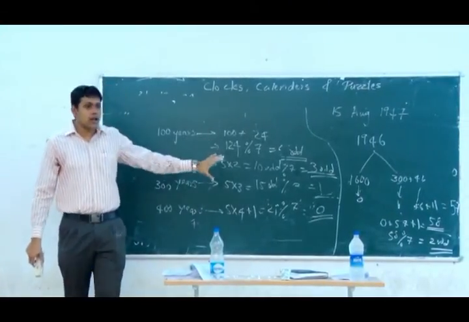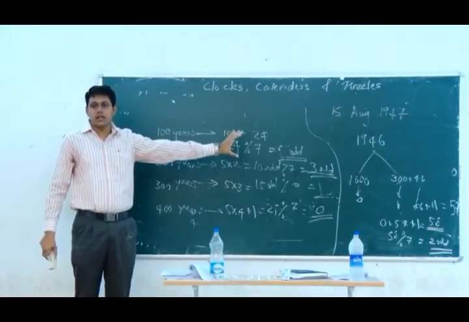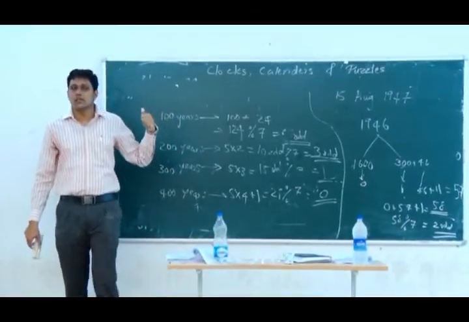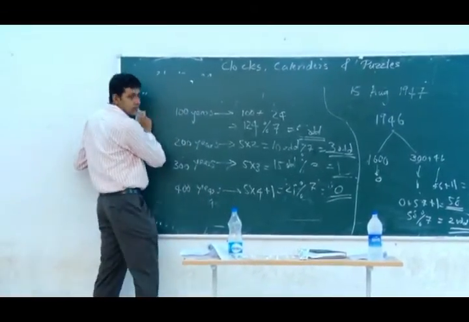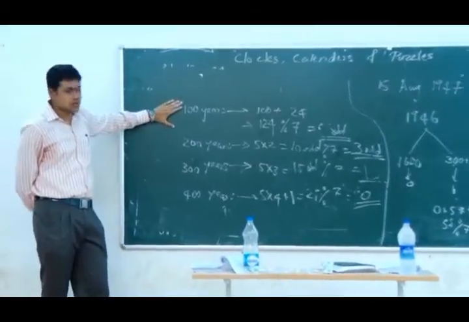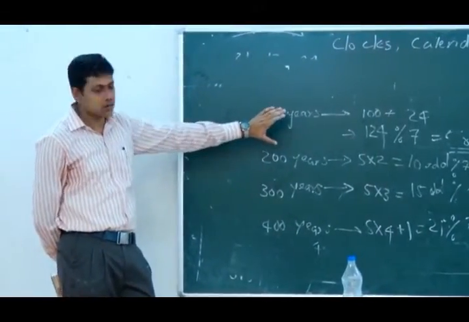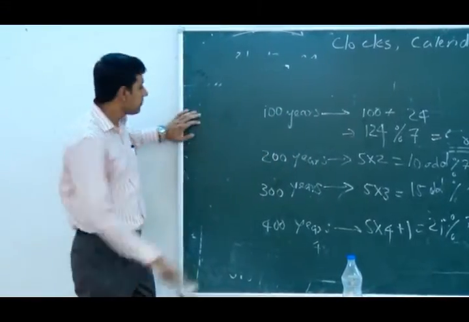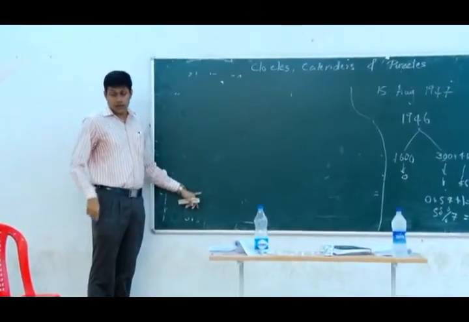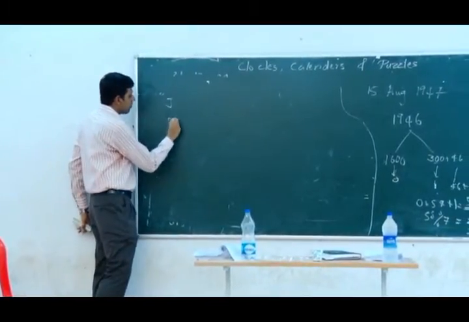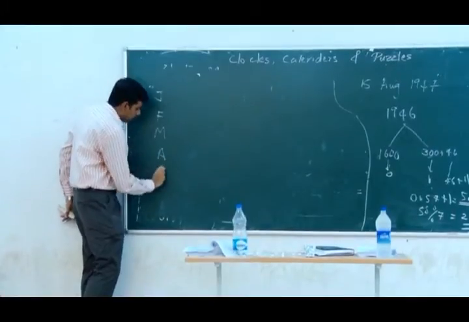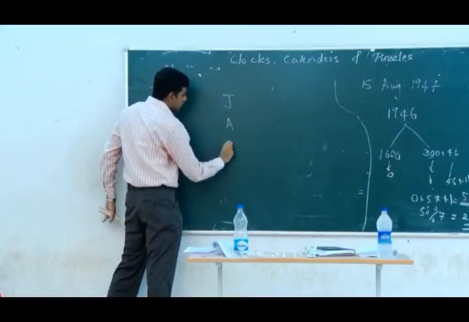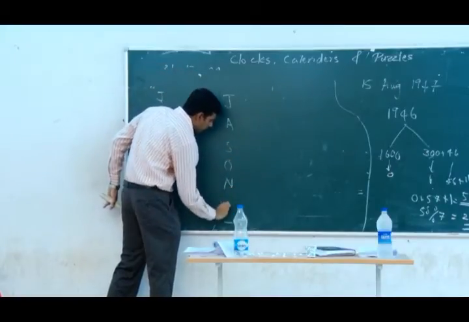So the completed year 1946 is done. Now we have a problem of months. Recall: 100 years 5 days, 200 years 3 days, 300 years 1 day, 400 years 0 days. Okay. So we consider the months: January, February, March, April, May, June, July, August, September, October, November and December.